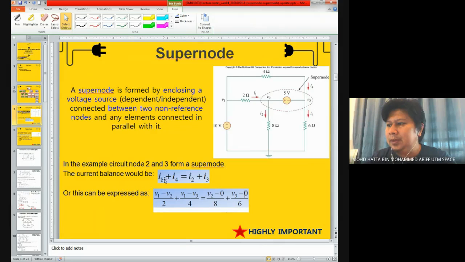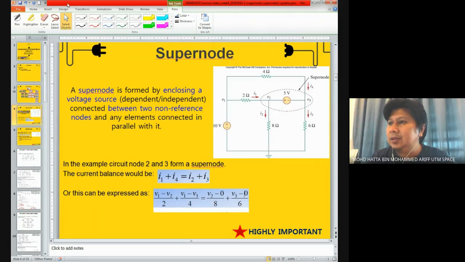I think this has been explained earlier. In this example circuit, node 2 and node 3 form a supernode. The current balance would be, we try to apply KCL at the supernode. Here our supernode is node V2 and V3. If you look at the KCL at these 2 nodes, current coming in is I1 and also I4, and current coming out is I2 and also I3. So that's why here we have I1 plus I4 equals I2 plus I3.